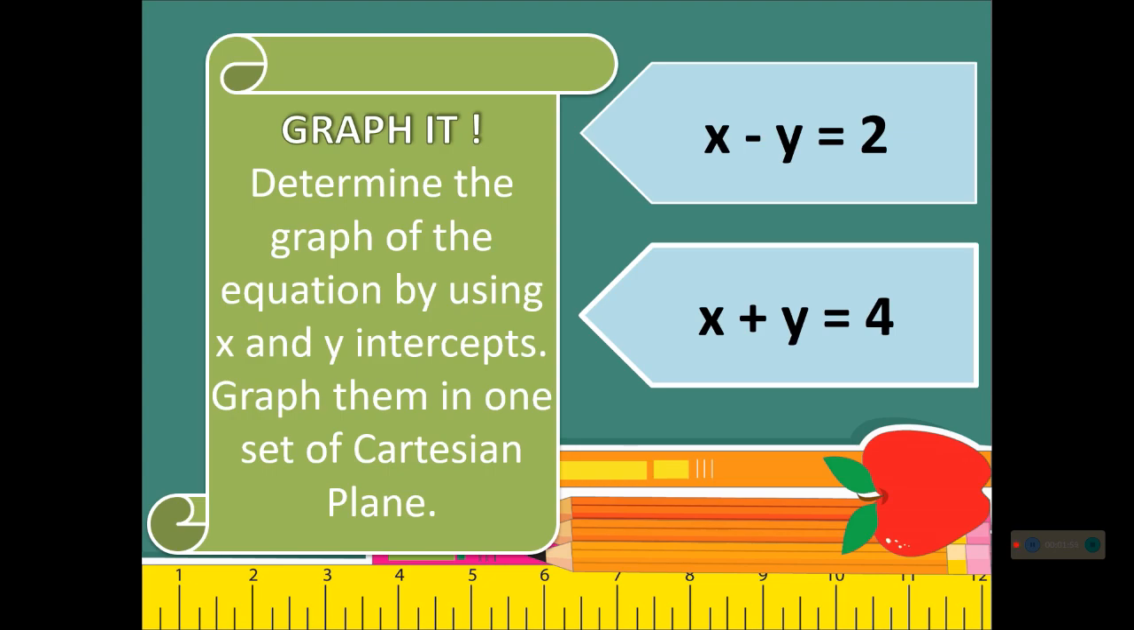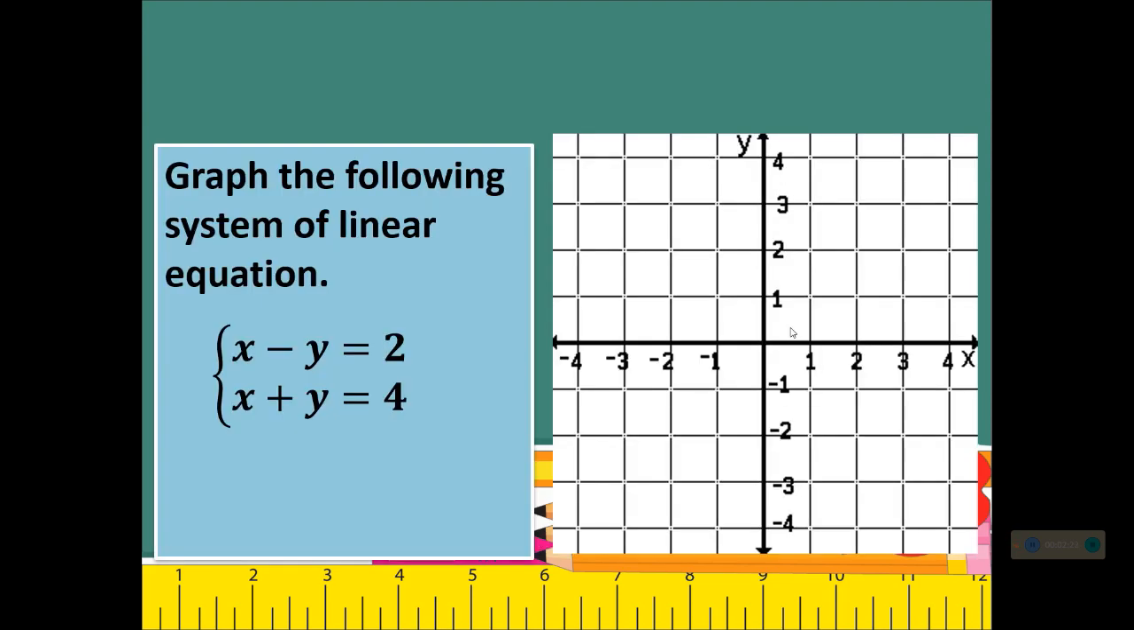So again, we all know that we have 4 methods in graphing linear equations, but this time we are going to use the x and y intercepts. If you have seen that the given equations have no coefficients on the variables, like this one, where the coefficients are just 1, negative 1, 1, and 1, it is very easy if you are going to use the x and y intercepts. I hope you already have your Cartesian plane beside you. To proceed, you are going to graph the following system of linear equations.